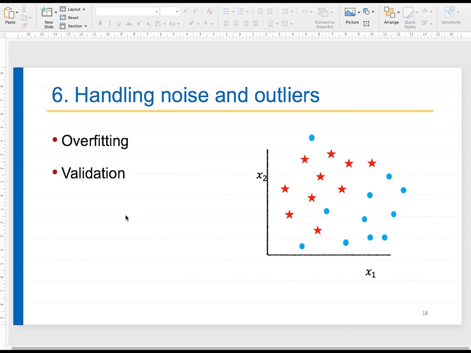Then handling noise and outliers, even while training. Of course, while preparing the data, you dealt with them, but even while training, these things will cause a problem for your model. So this may lead to problems like overfitting. So you might have to use some tricks to avoid those problems. We'll discuss some of these tricks today.